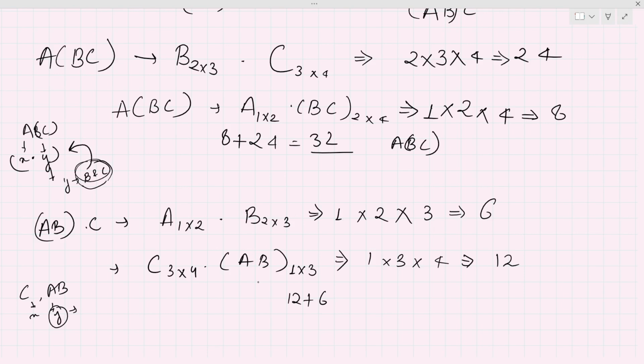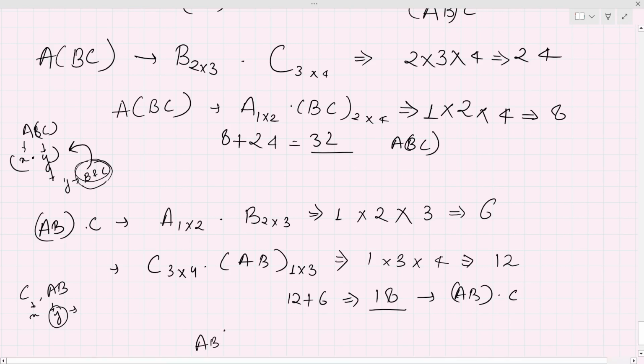Okay, you have to treat this as a new variable and you have solved this thing. Okay, so 12 and 6, 18. So 18 is a correct answer of AB multiplied and then C. Okay, so now after that, what's the correct answer? So the correct answer is A B. So correct combination is A B C. A B C is the correct combination.